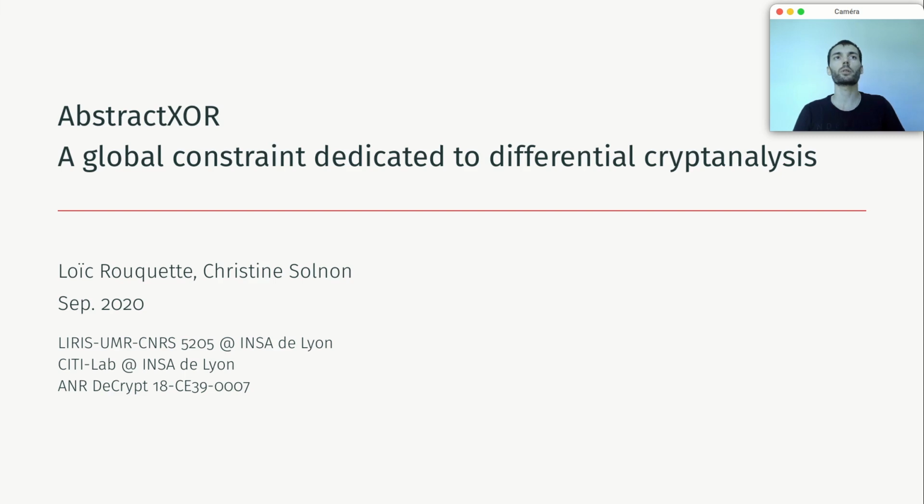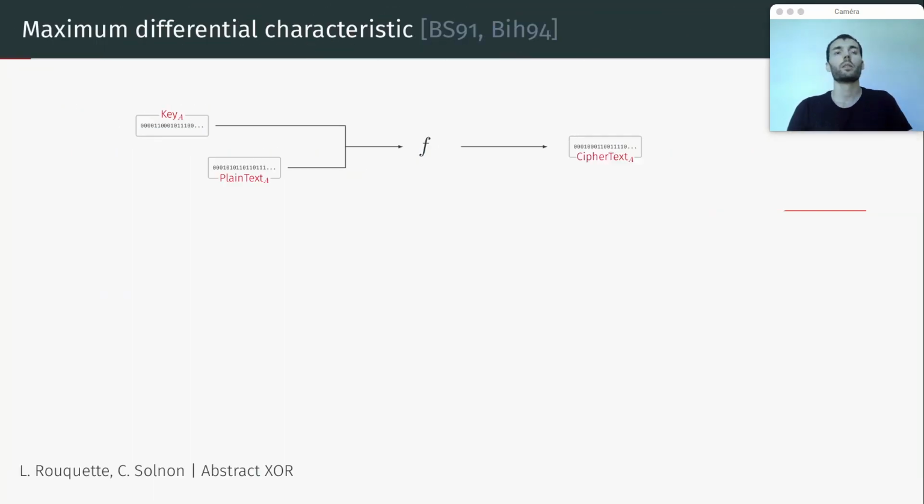We are working on a project dedicated to cryptanalysis on symmetric ciphers, and our goal is to improve the scalability of CP solvers. In this paper, the main attacks are the differential attack and the related-key attack. They were introduced respectively in 1991 by Biham and Shamir and in 1994 by Biham. The aim is to compute the maximum differential characteristic.